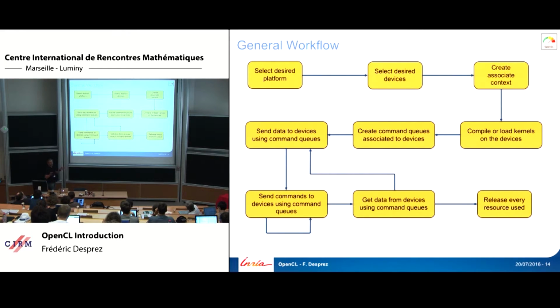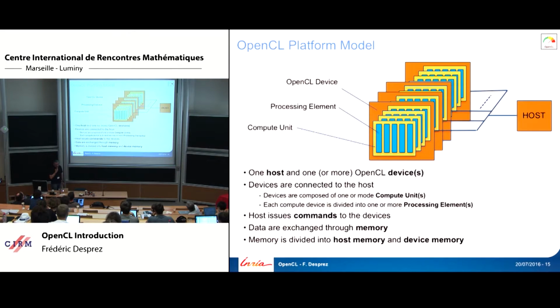And then in the end, you release every resource used as usual. If we take a look at the platform model, you always have one host and several devices. You can have one or more devices, different devices, of course. You have processing elements. So these devices are connected to the host. In each device, you can have one or more compute units. And in each unit, you can have different processing elements.